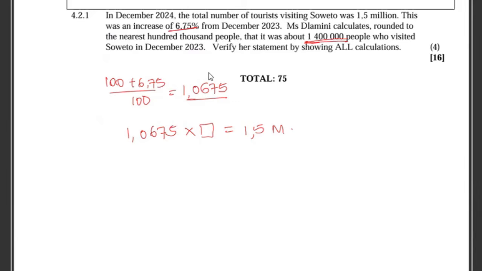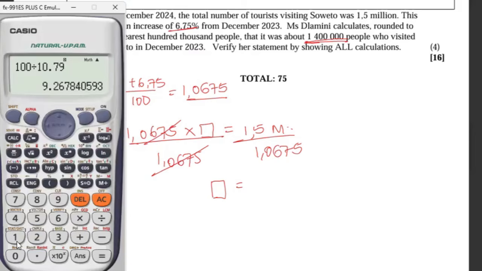We shall need to divide through by 1,0675. I've not included the 6 zeros. I'm looking for the number, so whatever number I get, it will be in millions. So I pick my calculator there. I'll take 1,5 divided by 1,0675 equals. So the answer equals that.